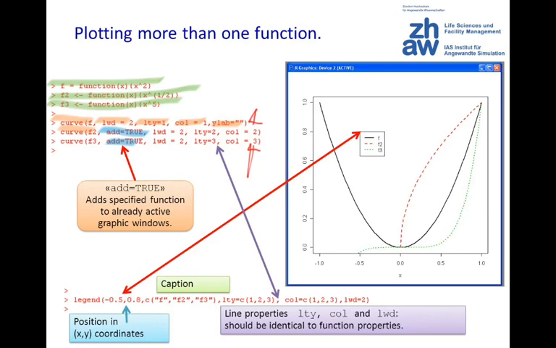If you want to add a legend, which is very reasonable in such a plot, use the command legend. The first 2 values are the position of the upper left corner in xy coordinates in the corresponding plot. Then you have to provide the caption of the legend. You have to provide the line types that you were using for plotting, and you have to provide the colors you were using for plotting, and you can specify a line width. Make sure that the parameters are in accordance to the parameters you have been using for the plotting of the curve, otherwise your legend becomes a little confusing.